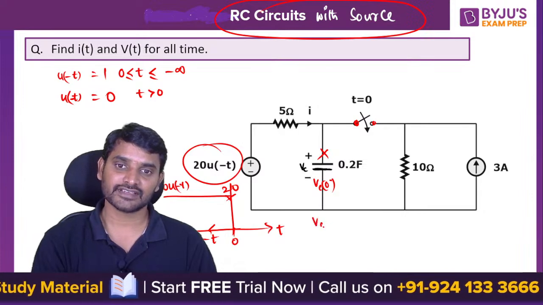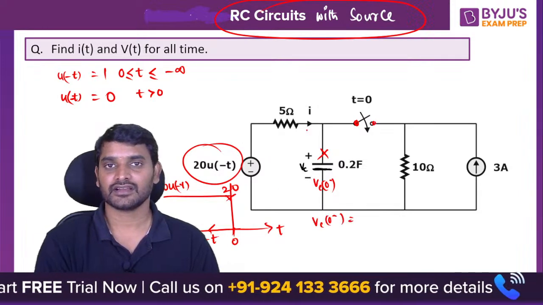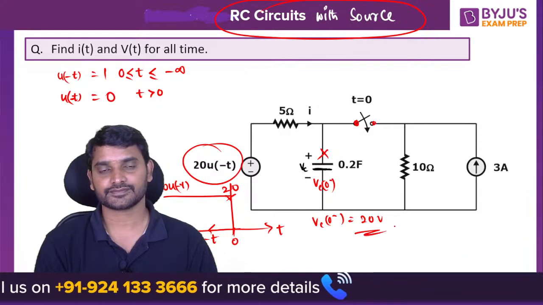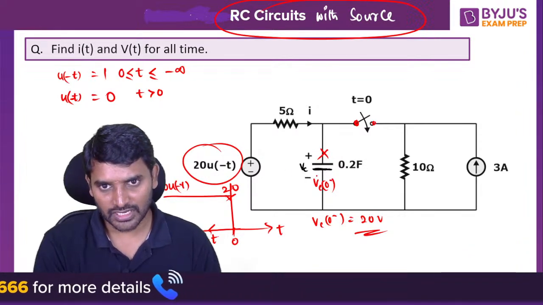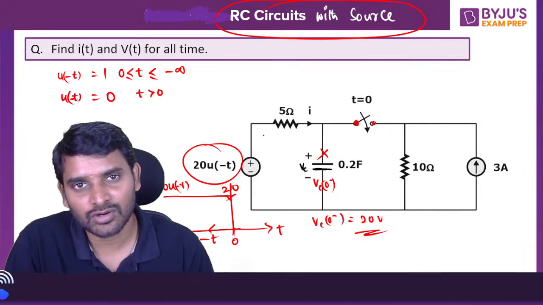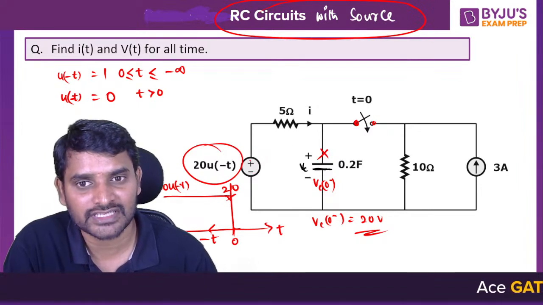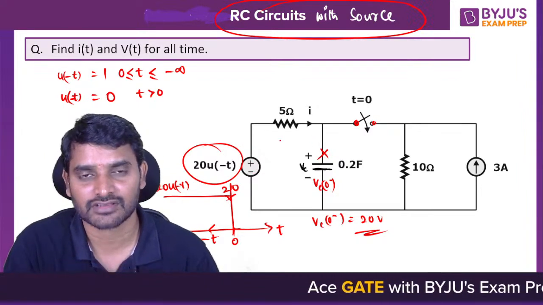So how much is that? Vc of 0 minus is, no doubt, 20 volts. Because if it is an open circuit, no current flows through the 5 ohm resistor and there is no drop across the 5 ohm resistor. Whatever the source voltage is, that amount of source voltage is available across the capacitor.